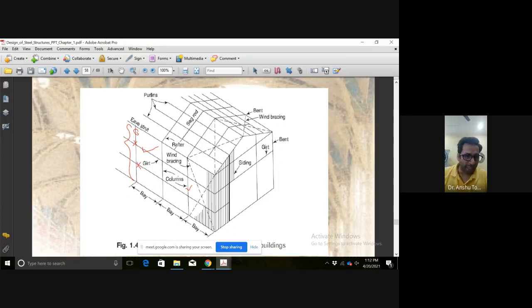If you are going to increase the number of members in between with the welding or bolting, that will reduce the effective length where the load transfer mechanism has to be done. So it will reduce the column size.